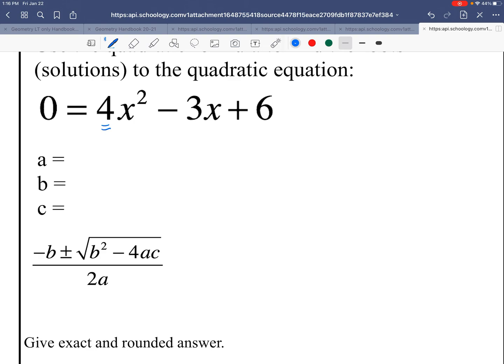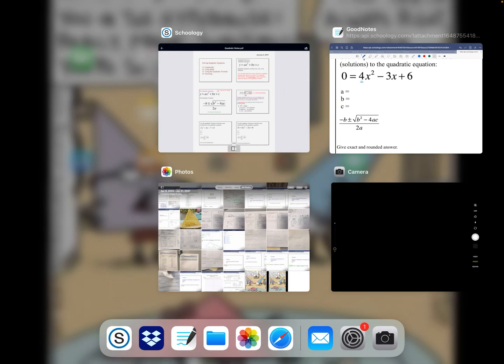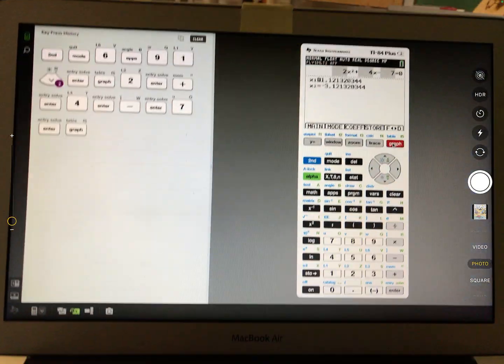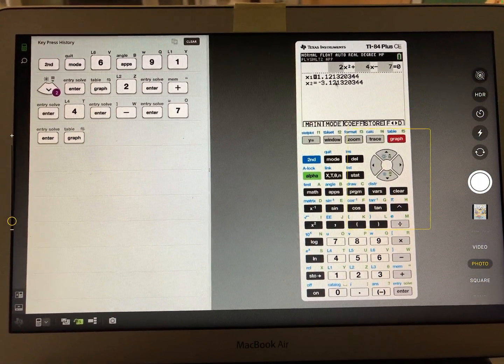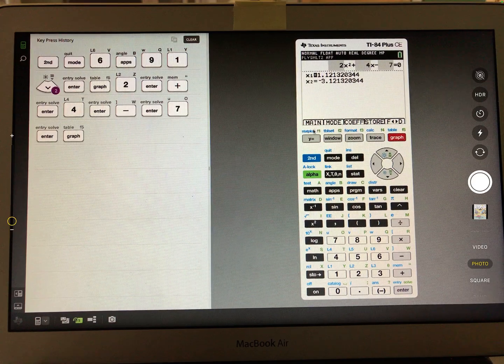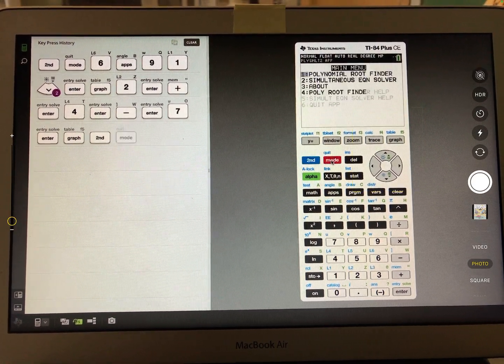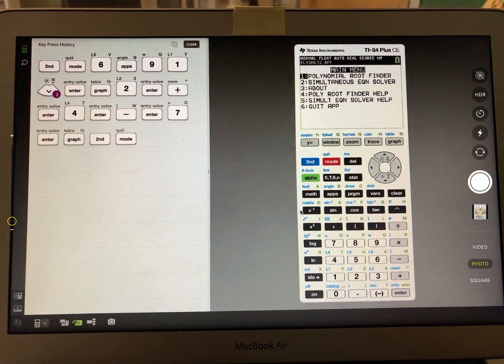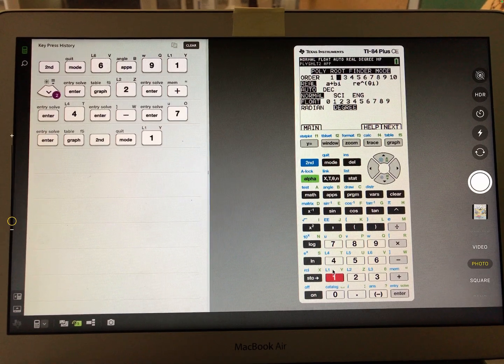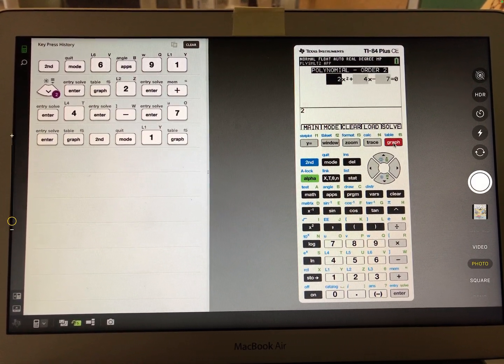We've got 0 equals 4x squared minus 3x plus 6. We've got to get that on our graphing calculator. So I'm going to go back to the graphing calculator. And the next thing we want to do is quit this, second mode quits, and we go back to our beginning screen. So we're going to polynomial root finder, press 1. Then we're going to go to next, which is graph.